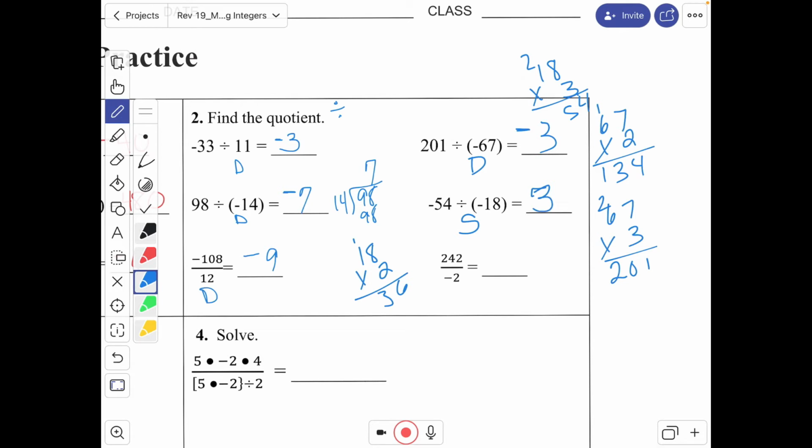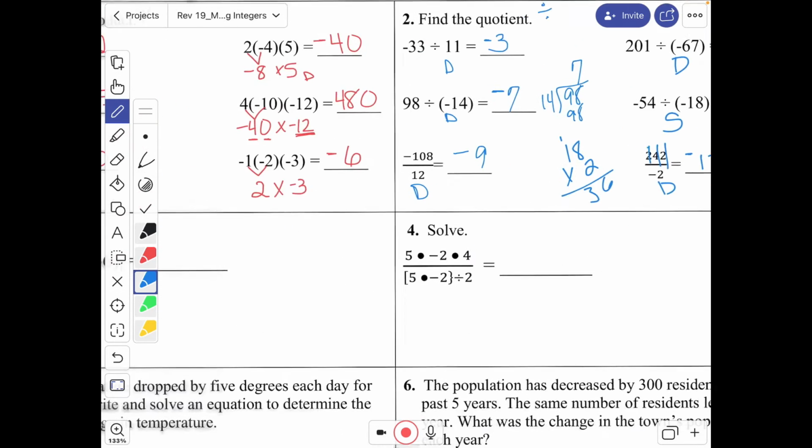And then positive 242 divided by negative 2. I'm going to take half of each one of those numbers. When you divide by 2, that's just taking half. Since they're different signs, it's going to be negative. And half of the first 2 is 1. Half of 4 is 2. And half of the other 2 is 1. 242 divided by negative 2 is negative 121.